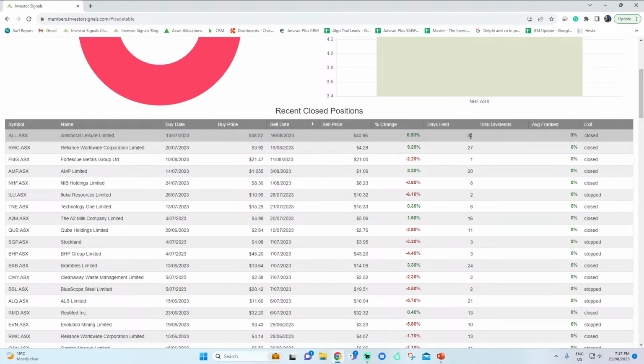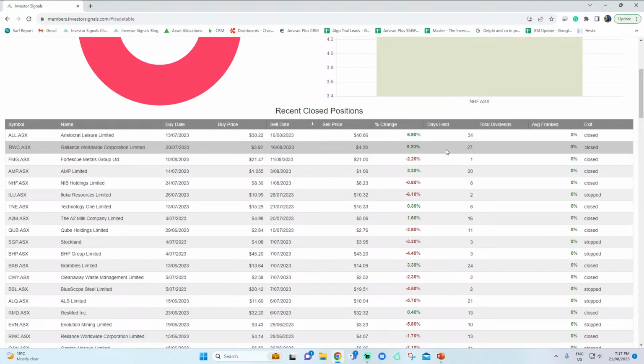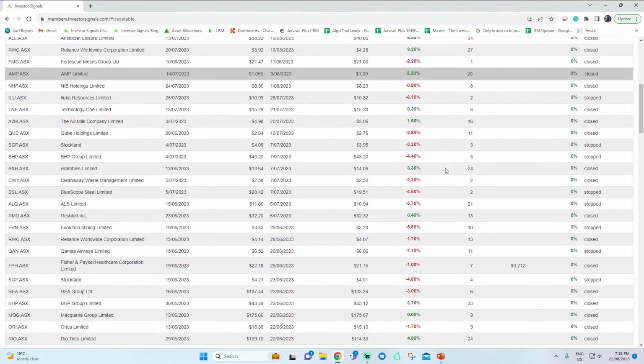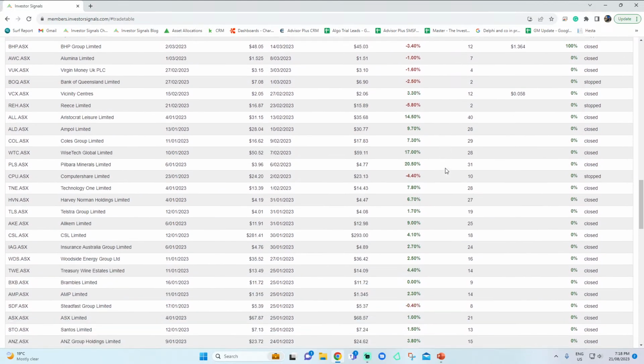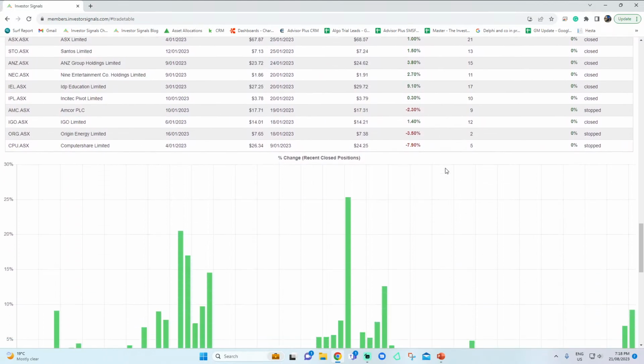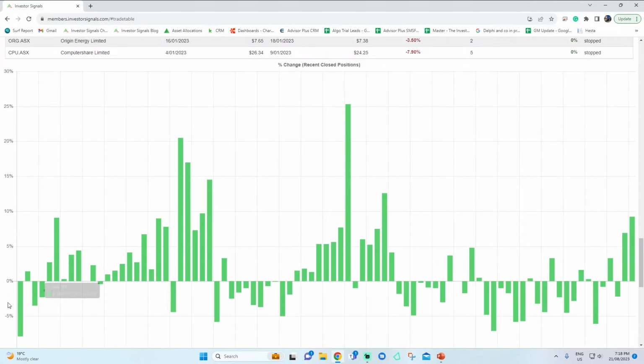If we scroll through and have a look at the recent positions, you can see that Aristocrat was closed out after 34 days, Reliance was closed out after 27 days. We keep moving back through these positions, and you get down to your win-loss ratio here, so you can see the stop loss is doing what it needs to. It's containing the losses on the downside, letting the gains or the momentum rally, and we're seeing gains up to 25% in some of these.